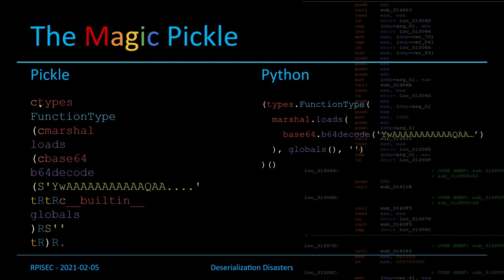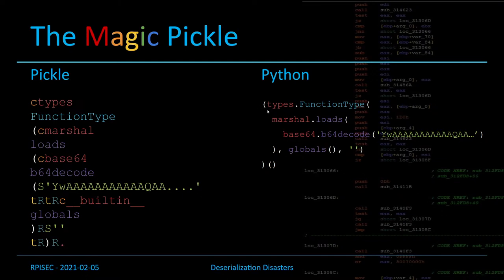And it should be pretty easy to walk through this. So we say, okay, we take types.FunctionType. Then it's going to get called. We're going to give it a tuple. And that tuple contains a callable, marshal.loads. And we give that a tuple, which is base64 decode. And that is given a tuple that just contains that little string we made. And we just build our tuples up, reduce, give it the globals, and run it.